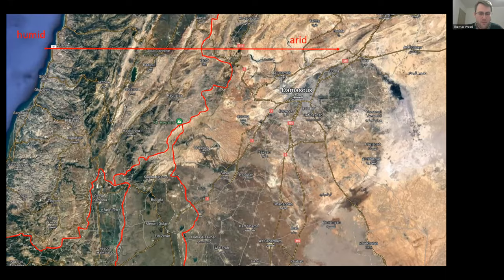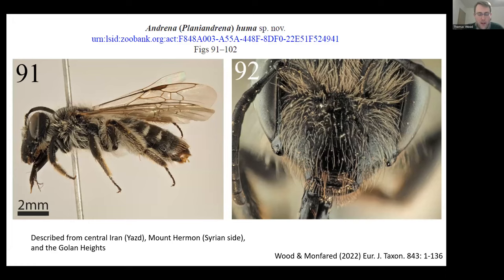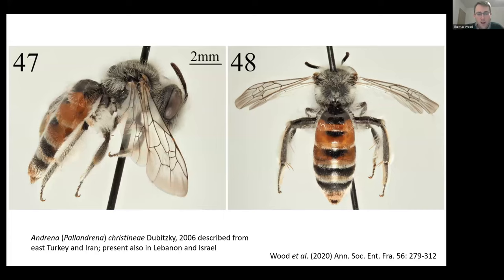Because of the shared similarity, what you can often find is that species that are present in Iran will also be present in the Mount Hermon area, and in the Syrian and Lebanese anti-Atlas. In this case, this species newly described from central Iran is also present in Syria and in the Golan Heights. And another example: this species was described from southeastern Turkey, so from Turkish Kurdistan and the Zagros Mountains of Iran, and it's also present in Lebanon and Israel at high altitude mountains.